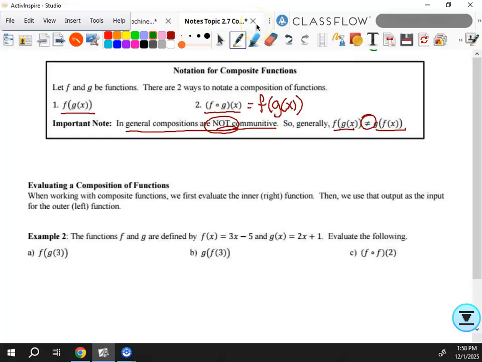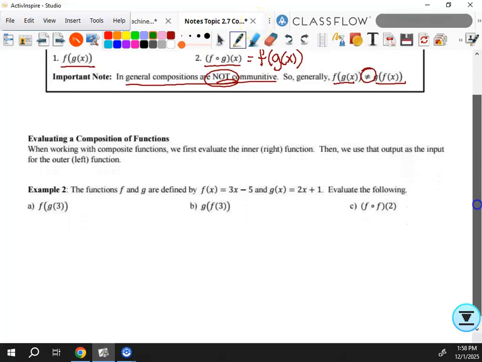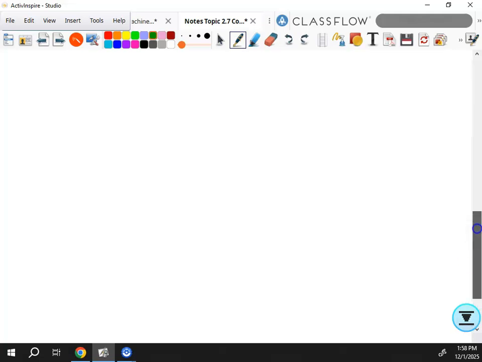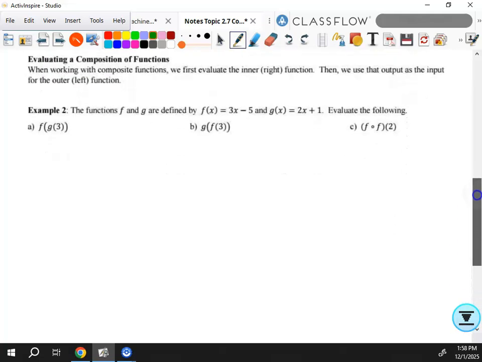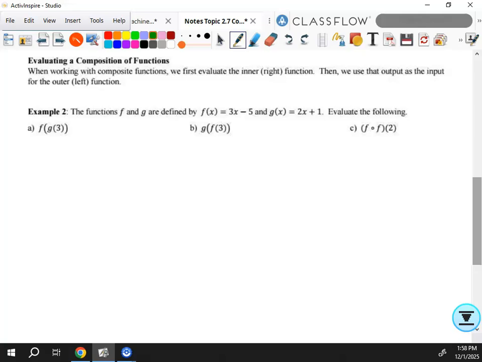All right, so back over here then. We're going to evaluate the compositions of functions. So when working with composite functions, we first evaluate the inner or the right function. Then we use the output to fill in the middle part, right? So we have f and g that are both defined. We have f of g of 3. So the first thing we're going to find is g of 3.